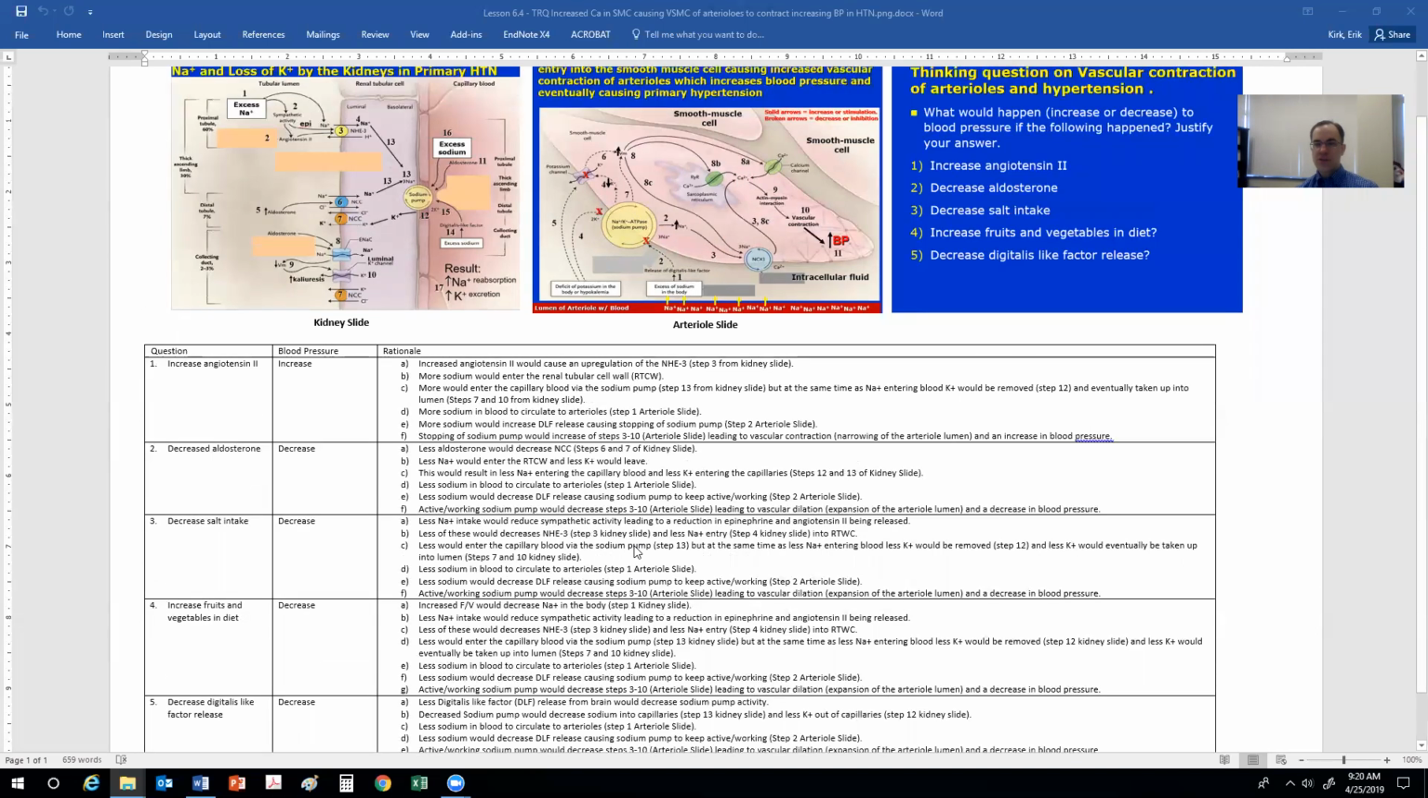All right, so this is the review of what is happening with an increase or decrease in blood pressure based on these parameters, looking at both the kidney and the arterioles. So again, make sure you have a good understanding of this, practice this a few times, go through the questions, match them up, write them down first, and then review them again with this slide.